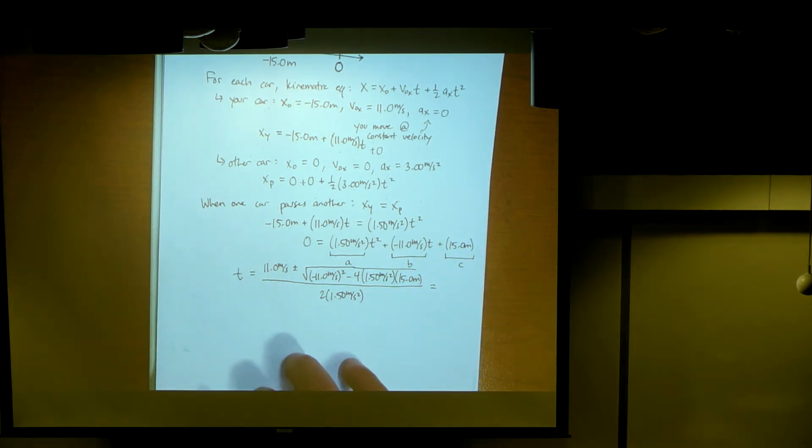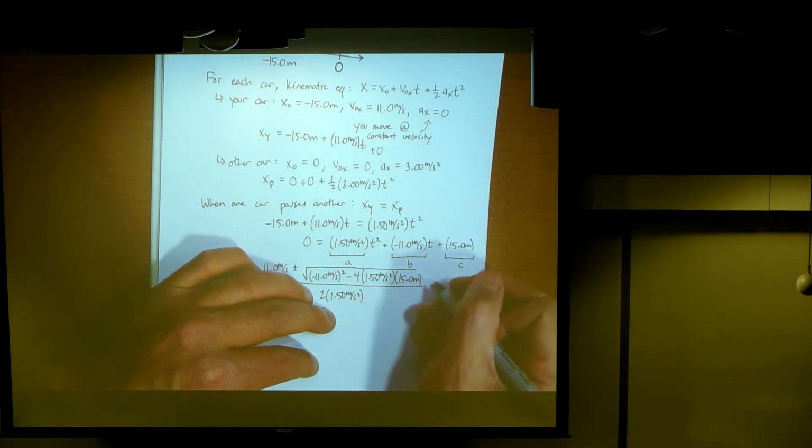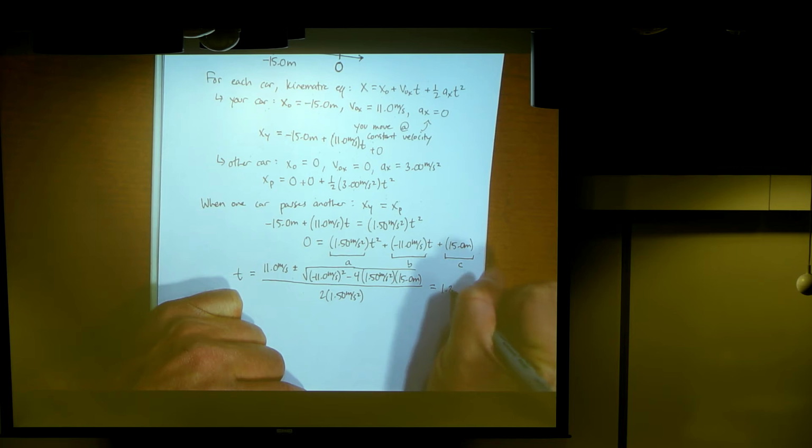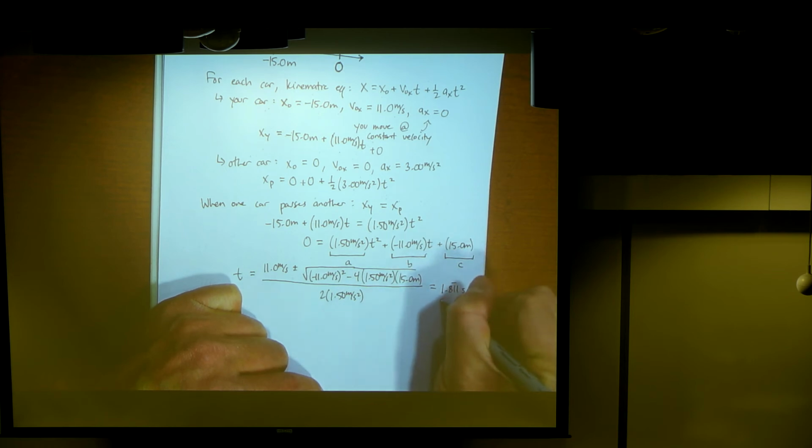And I'll just tell you what the result is. We get 2 answers. One of them is 1.811 seconds. We'll actually keep 3 sig figs on that. The other is 5.223 seconds.